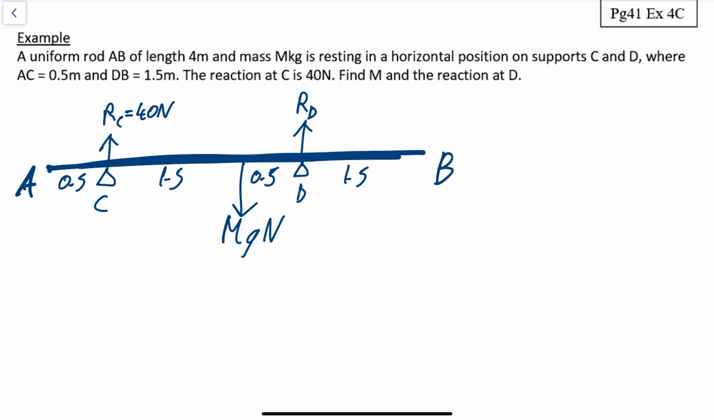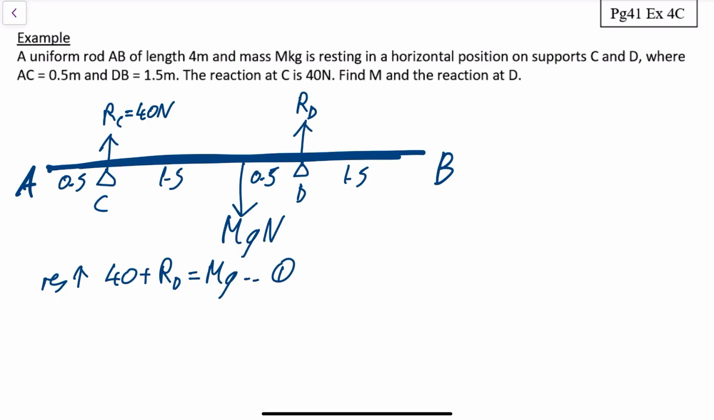Okay, I'm just going to resolve vertically, see if that gets me anything. It might not. Resolve vertically, I'm going to have 40, that was my reaction at C, which they told me, plus the reaction at D is equal to mg. Hasn't really helped me an awful lot. We'll come back to that. So that is equation 1.